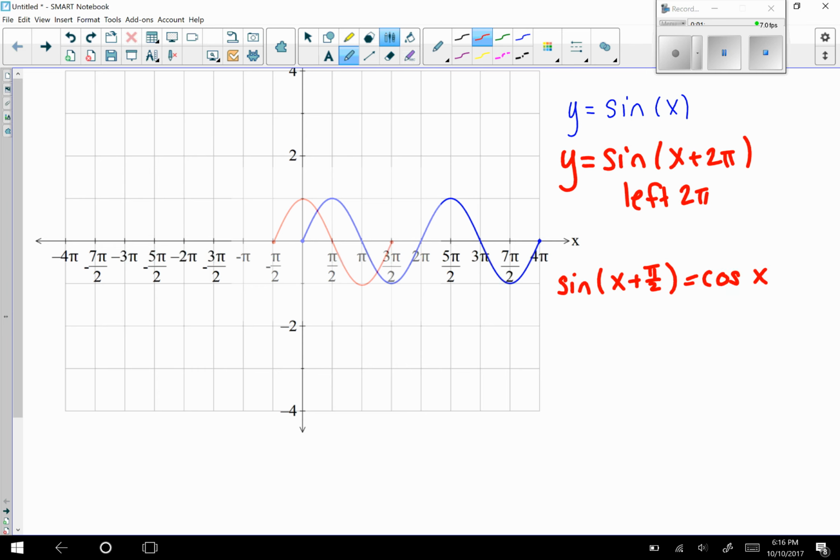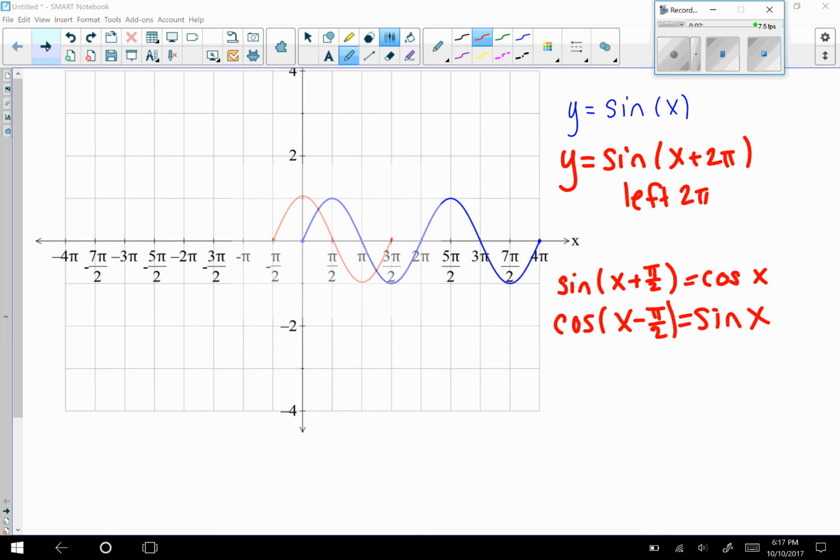Because remember, the cosine graph starts at 0, 1 here, and then it has pi over 2, 0, and so on. So if I want to make the cosine graph into the sine graph, then of course I would have to shift this back to the right pi over 2. So if I move that to the right for the cosine, I could say that the cosine of x, and right would be minus pi over 2, is equal to the sine of x.